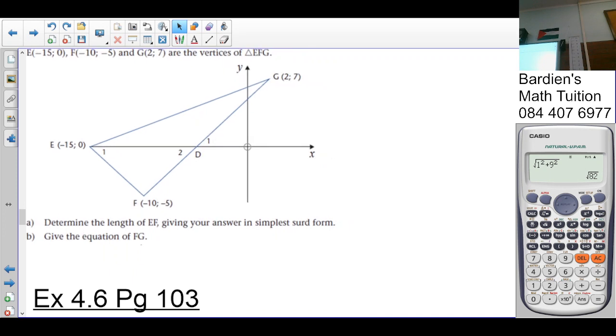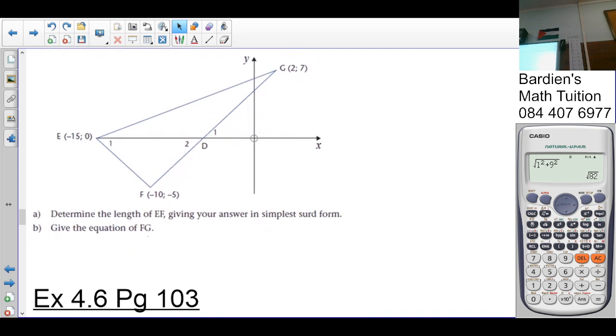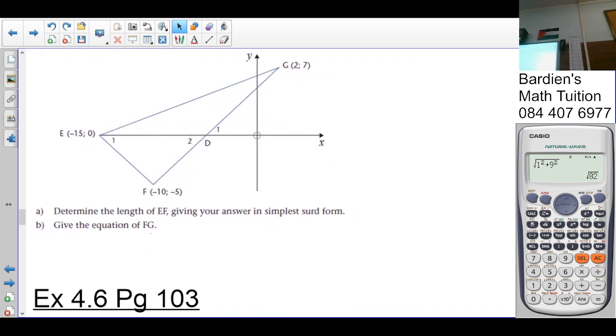Let's move this over. This is number 5. The first question says, determine the length of EF, giving your answer in simplified surd form. So how are you going to calculate the length of EF?